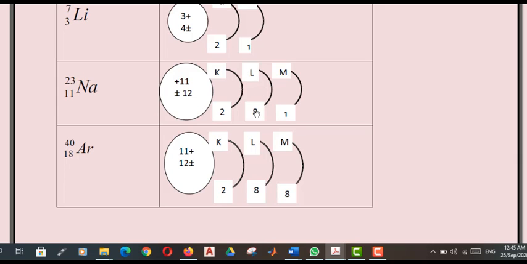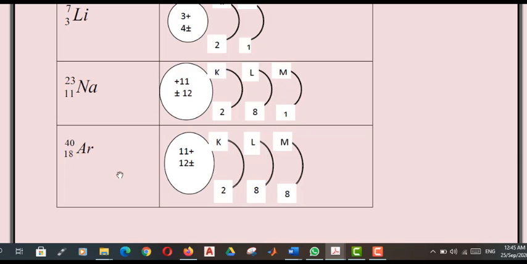Then we draw the second energy level L. The second energy level is saturated by 8 electrons only. It doesn't take more than 8 electrons. Okay? So how many electrons do we have here? 2 plus 8 equal 10. But how many electrons do we have in the sodium atom? We have 11 electrons. So we have 1 electron left. We will draw the third energy level M and we will put the last electron in it. So we get this electronic configuration: K2, L8, and M1.